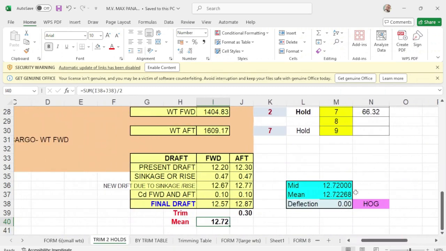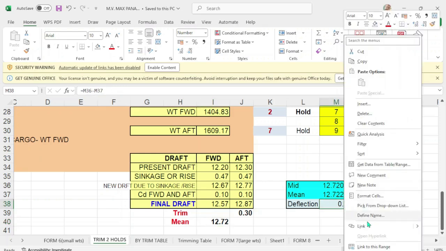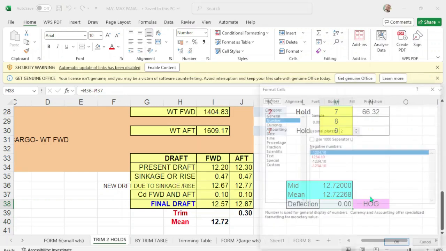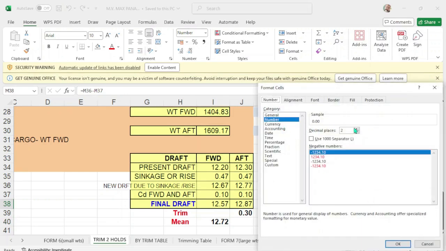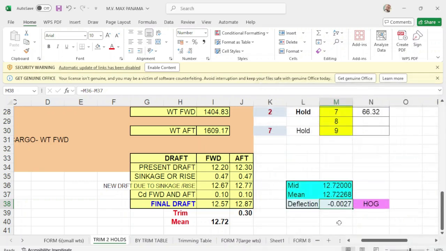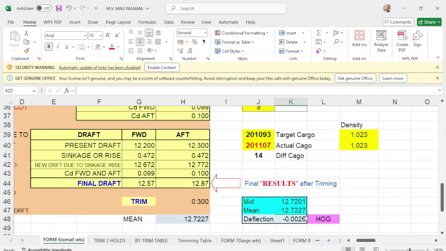Okay. And for number 6, the deflection is 0. Okay.